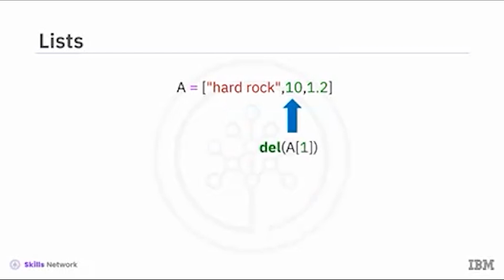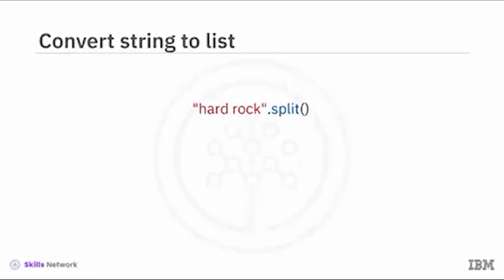We can delete the second element. This operation removes the second element of the list. We can convert a string to a list using split. For example, the method split converts every group of characters separated by a space into an element of a list.